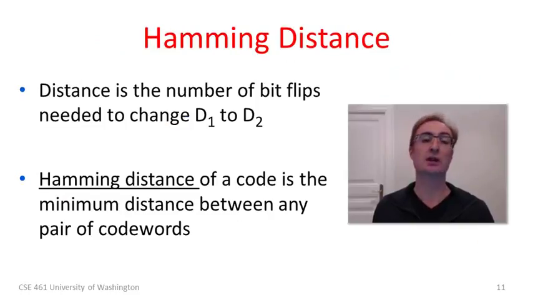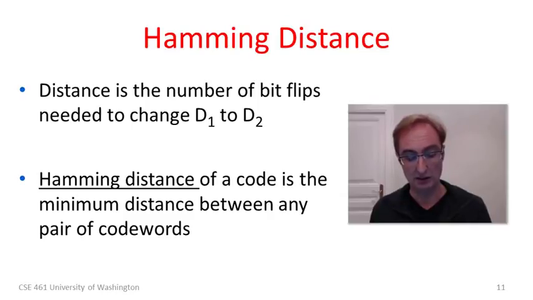Okay, so here are some of the concepts that Hamming came up with, which we need to know to work with error codes. He came up with the concept of the Hamming distance. The distance by itself is the number of bit flips you need to change. It says D1 to D2. This should really be full code words, D plus R1 to D plus R2.